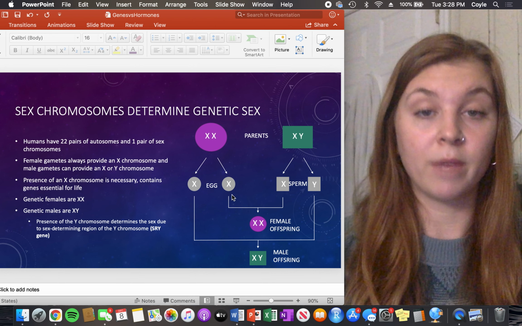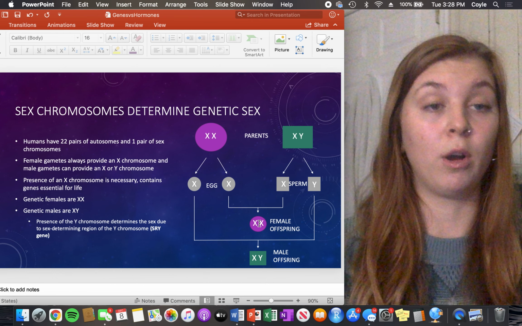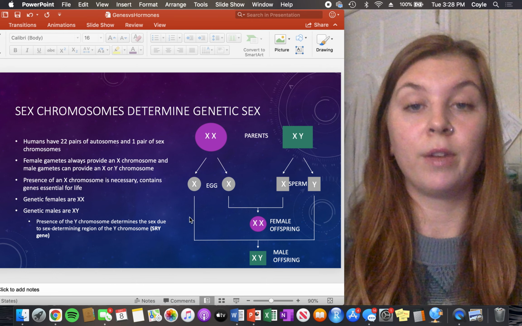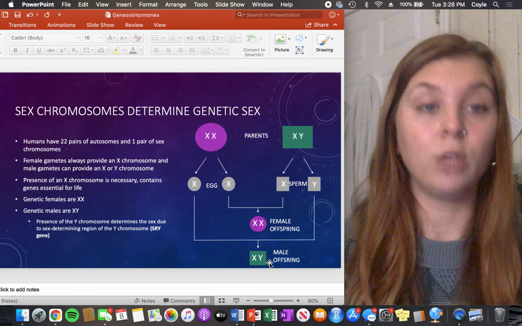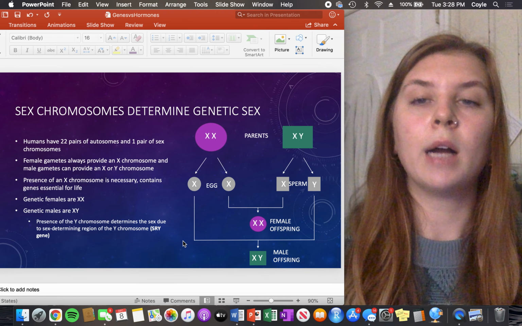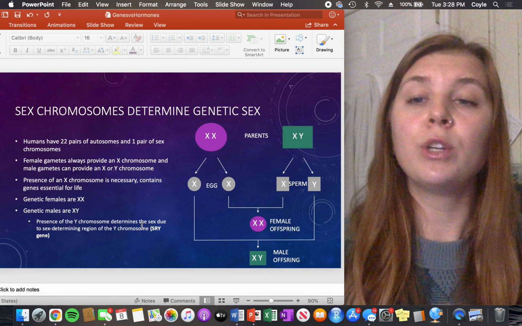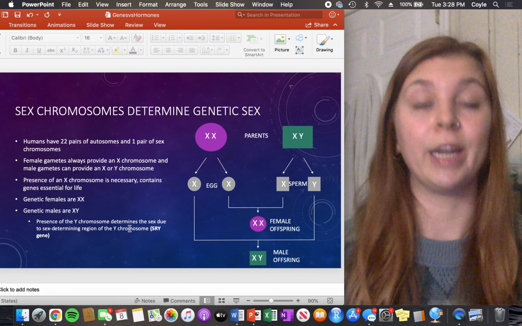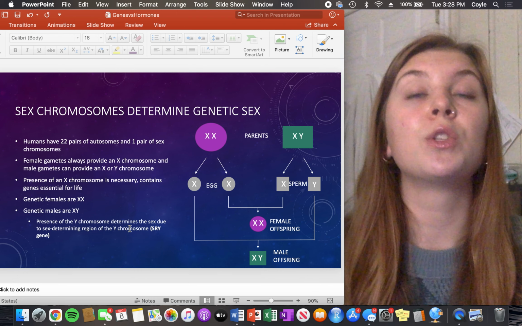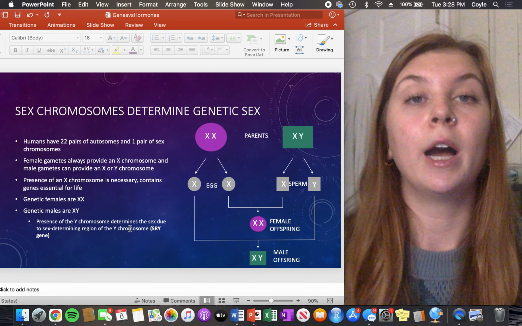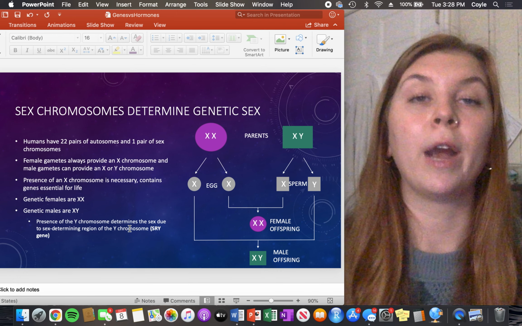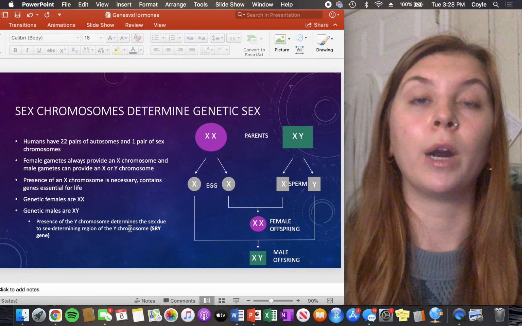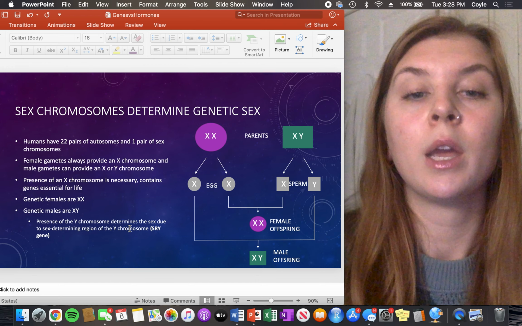But as we can see here, we have a female and a male, and the two options are if a female gives the X and the male gives the X, you'll have a female offspring. If the female gives an X and the male gives a Y, you end up with a male offspring. And something important to note is the presence of the X chromosome is necessary for life because it also contains genes that are programmed for general things that the cell needs to survive. So the X chromosome is always present and necessary.